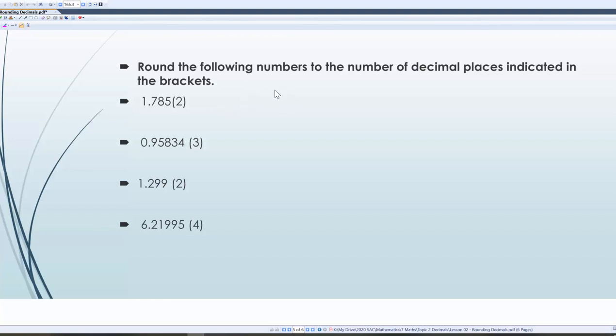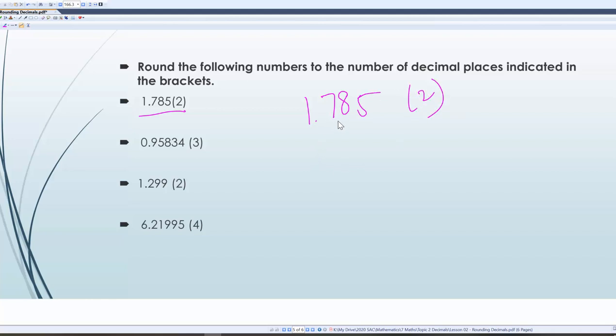Okay, this is a short video on what we covered in class today. What we're going to do is just rework those examples so that hopefully you can pause and play and think a bit more deeply about it. The first one is 1.785, and what we wanted to do is round that to two decimal places.